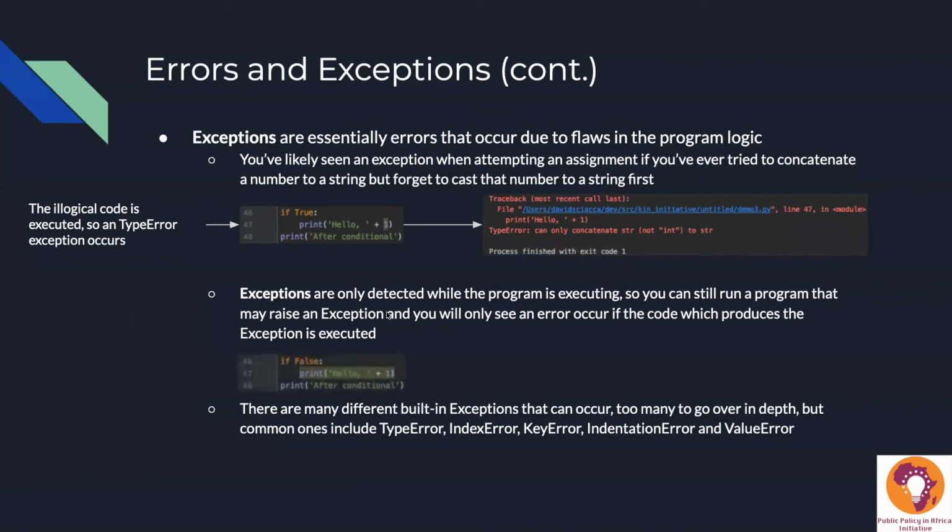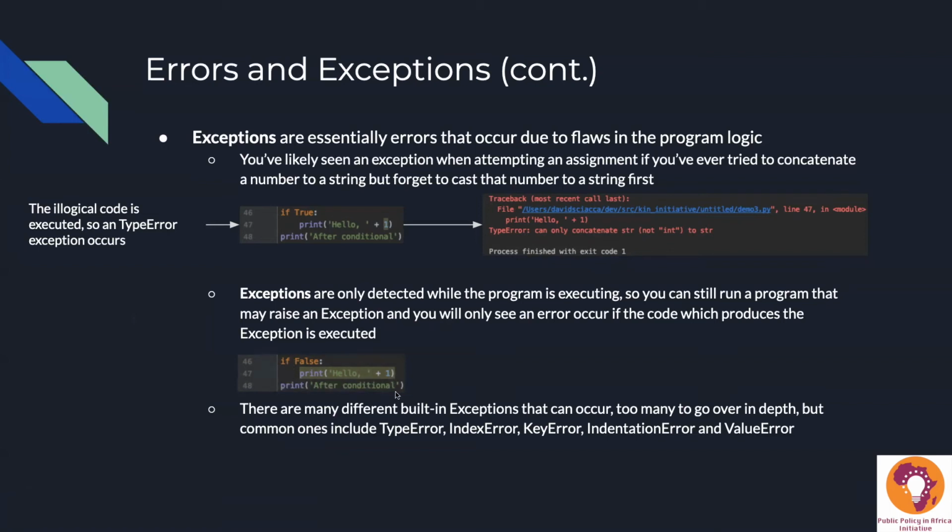So exceptions are only detected while the program is executing. This is different from syntax errors. So you can still run a program that may raise an exception, and you will only see an error occur if the code which produces the exception is actually executed. In this particular case, I've now updated this if statement up here to have if false instead of if true. So now this line 47 will never execute.